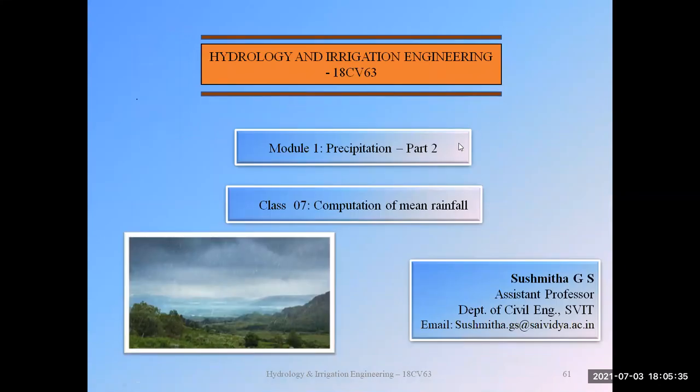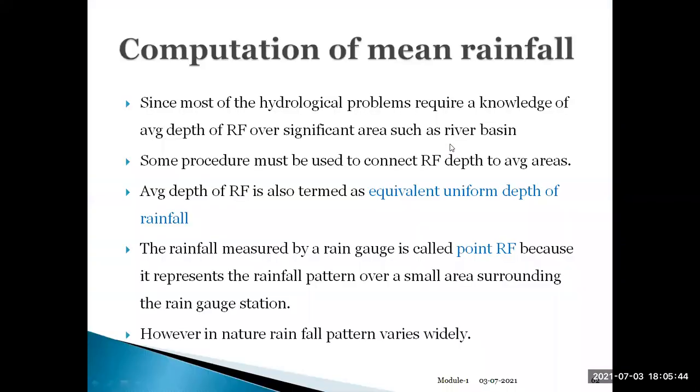In this class, we are discussing the computation of mean rainfall or determination of average rainfall. So, why do we require the average rainfall? The average depth of rainfall is required to solve many hydrological problems. To solve the hydrological problems, the average depth of rainfall over a significant area is required. And so some procedure must be used to convert point rainfall depths to average areas.